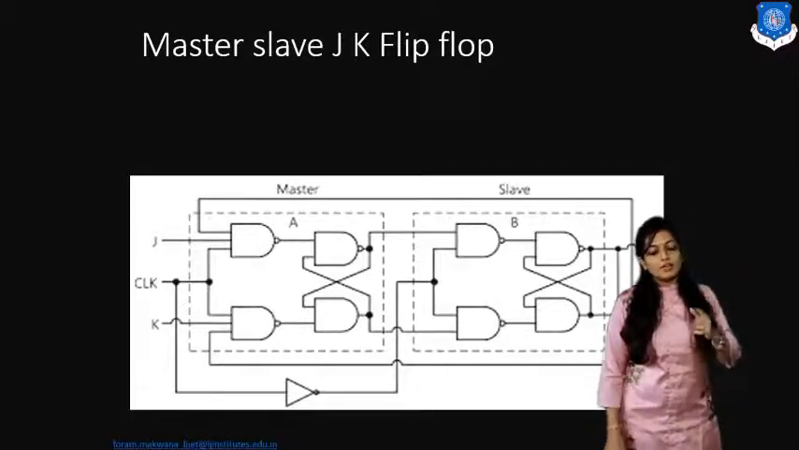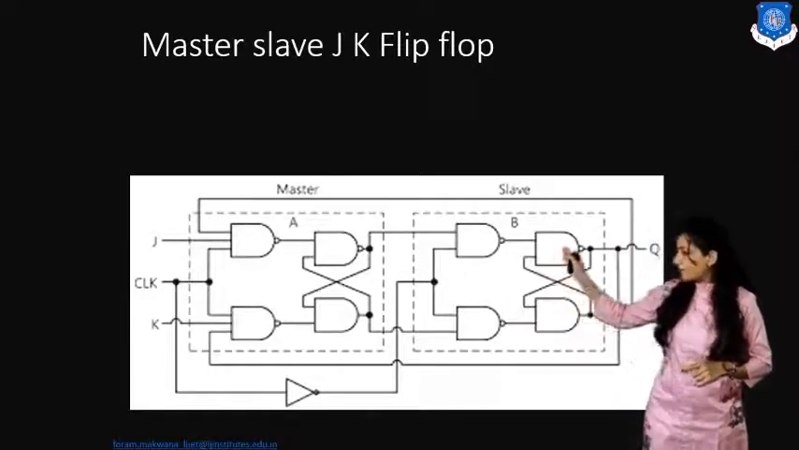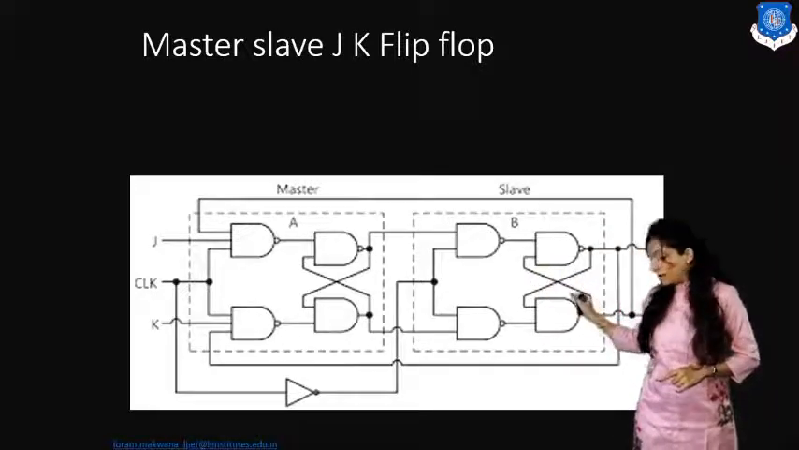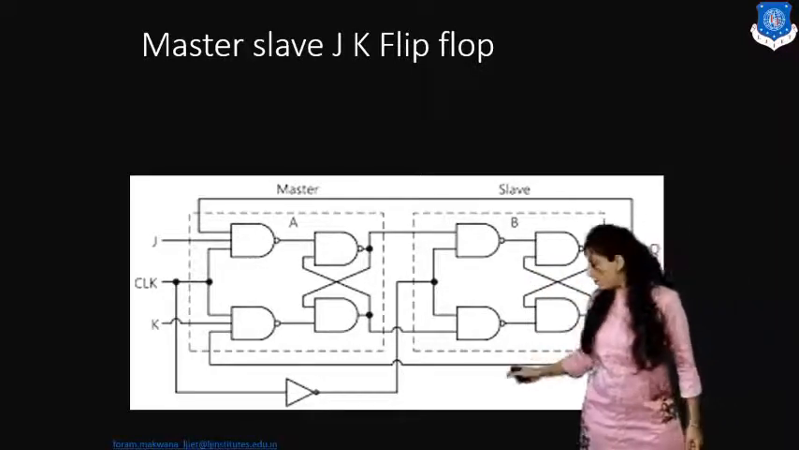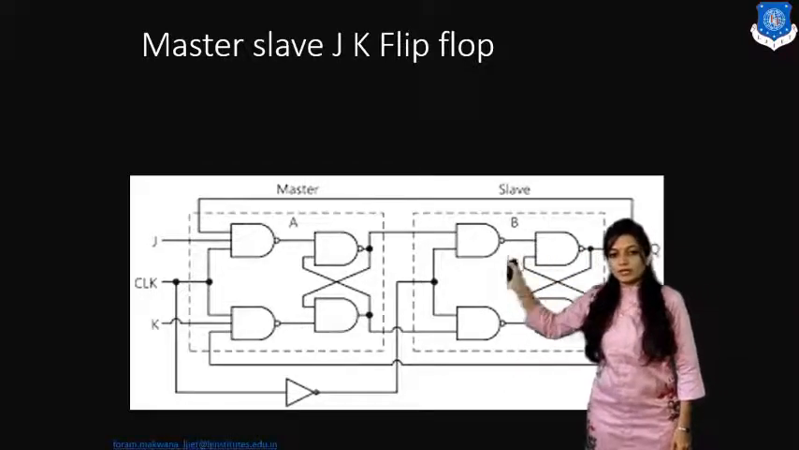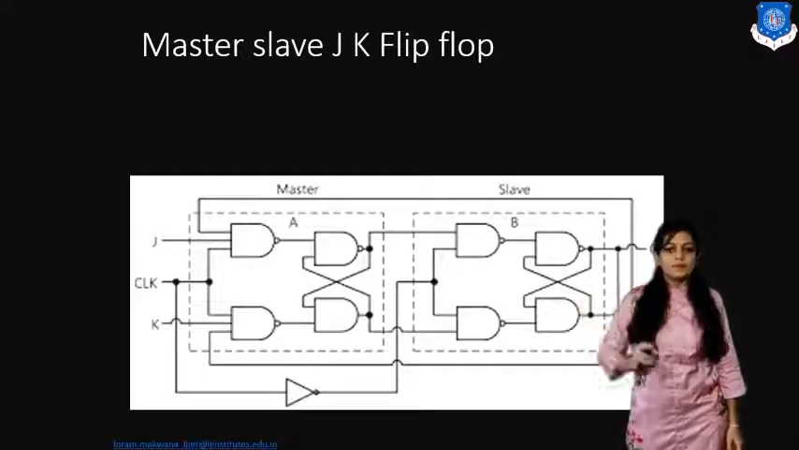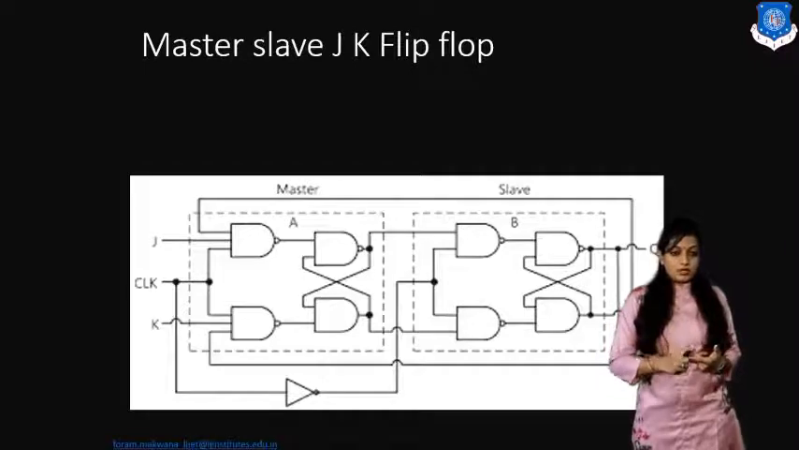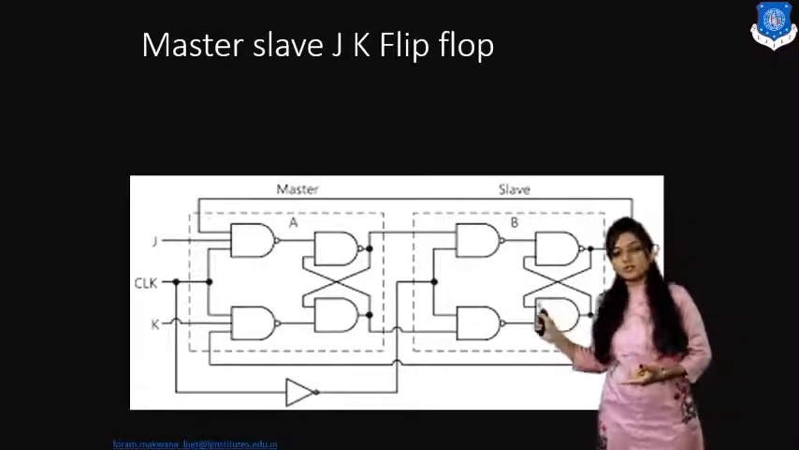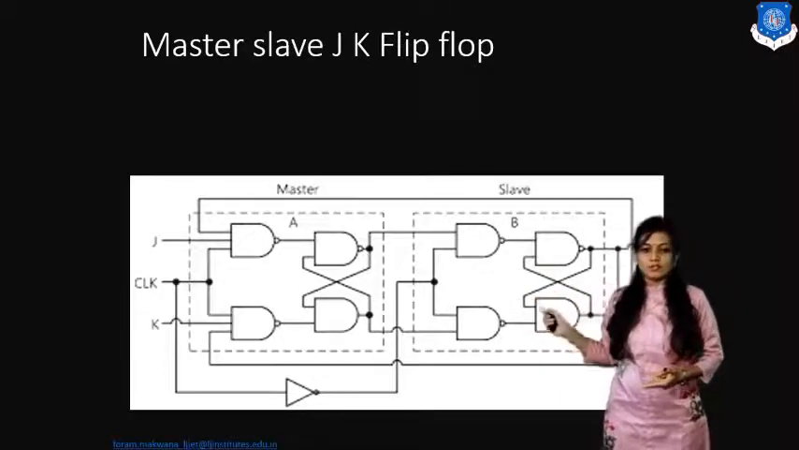Let's say if my clock is equal to 1, then for that period of time my master will be activated, and that 1 is applied to the input of the NOT gate. So over here 0 will be there. So my slave will not be active. Alright. So to activate the slave flip-flop, we need to apply clock equal to 0. So over here 1 will be there. So my slave will be active.